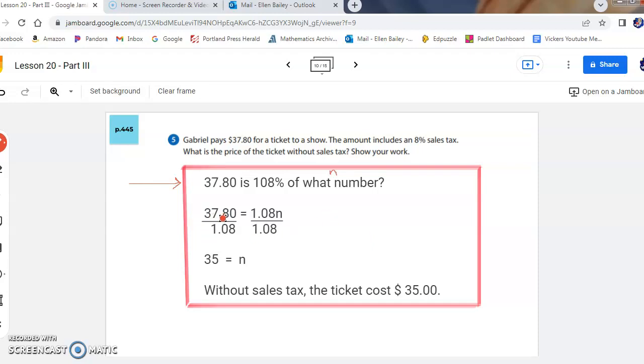So $37.80 equals 1.08 times n, and then for both of these I need to divide by 1.08. This cancels, and this is 35. So 35 equals n, which means without sales tax, the ticket costs $35. All right, so if you don't have this in your book yet, on number 5, let's get that in, the stuff that's in red.